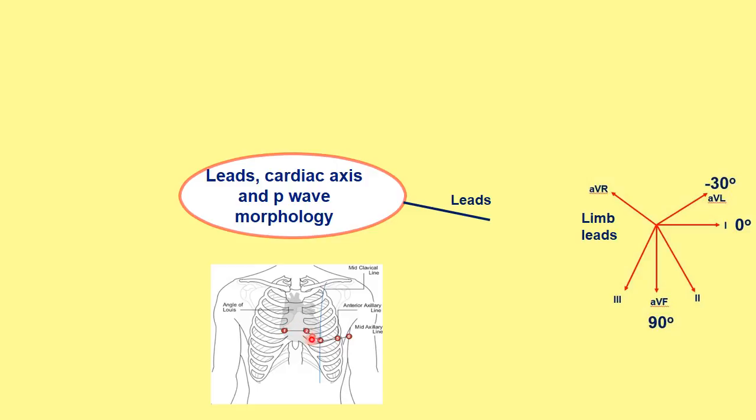1, 2, 3, and 4 are in front, so the anterior leads. 5 and 6 are the side of the patient, so they are lateral leads. And then look at the heart in the horizontal plane.